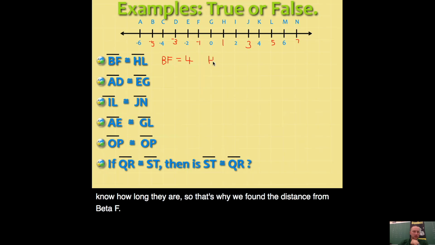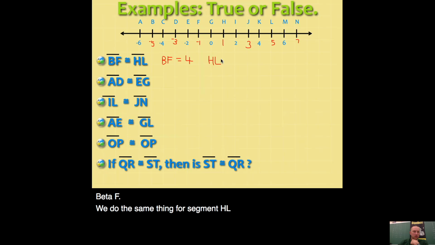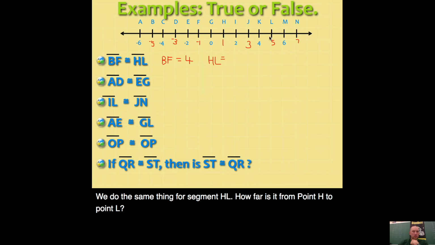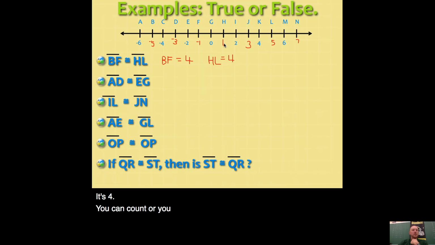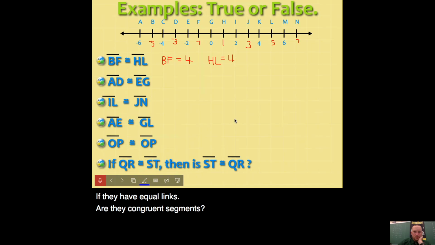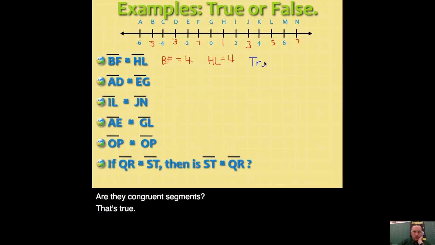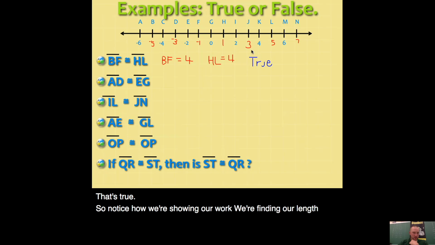We need to do the same thing for segment HL. How far is it from point H to point L? It's 4. You can count or you can subtract 5 minus 1. If they have equal lengths, are they congruent segments? That's true. So notice how we're showing our work. We're finding our lengths, not just writing true or false.